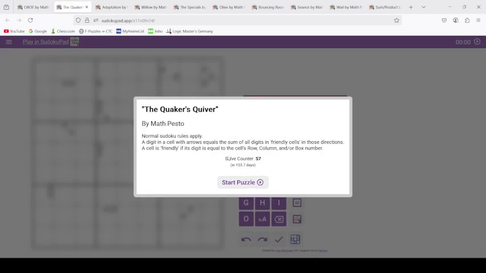The Quaker's Quiver. Normal Sudoku rules apply. A digit in a cell with arrows equals the sum of all digits in friendly cells in those directions. A cell is friendly if its digit is equal to the cell's row, column, and/or box number.